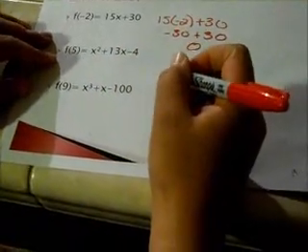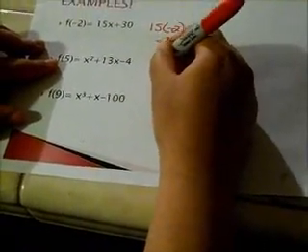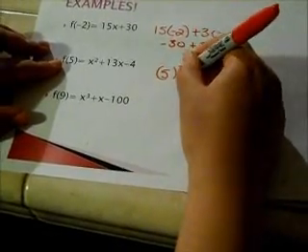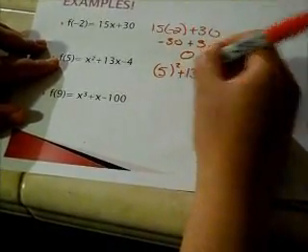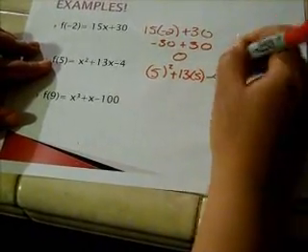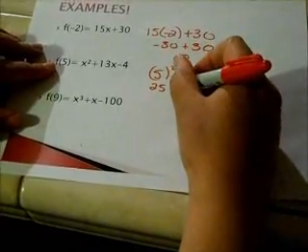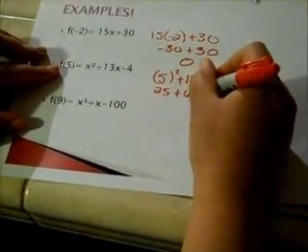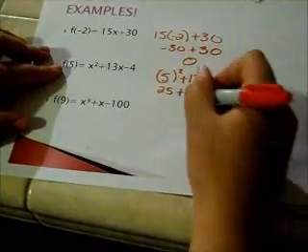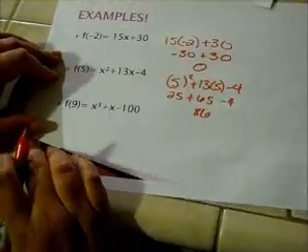On this next function, it's telling you to input 5. So it'd be 5 squared plus 13 times 5 minus 4. 5 squared is 25. 13 times 5 is 65, minus 4. And you just get the answer of 86. And you just plug it in anywhere there's an x value.